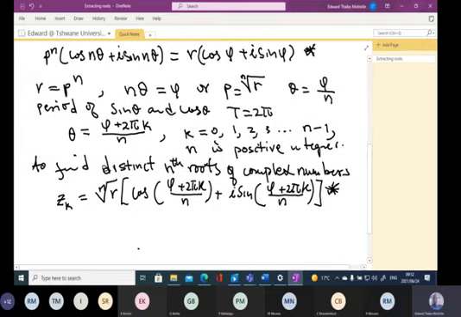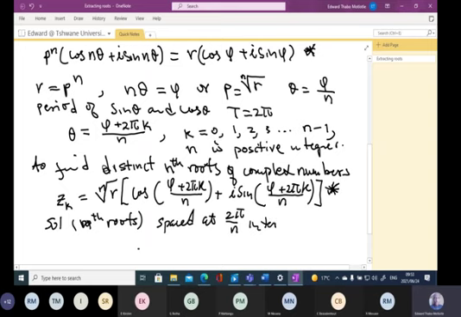Now, the solution that we are looking for, these nth roots, if you present them on the Argand diagram or on the complex plane, the solutions will be spaced at 2 pi over n intervals. So you'll see that.